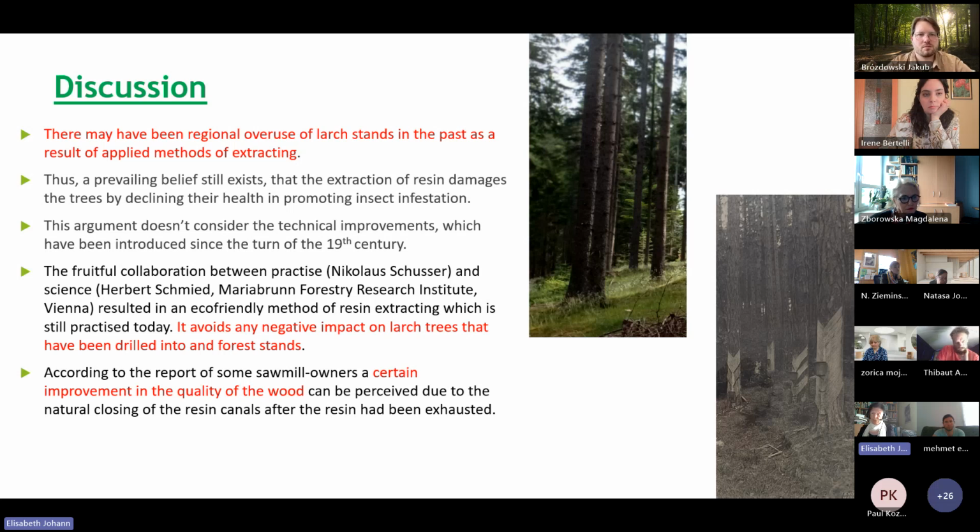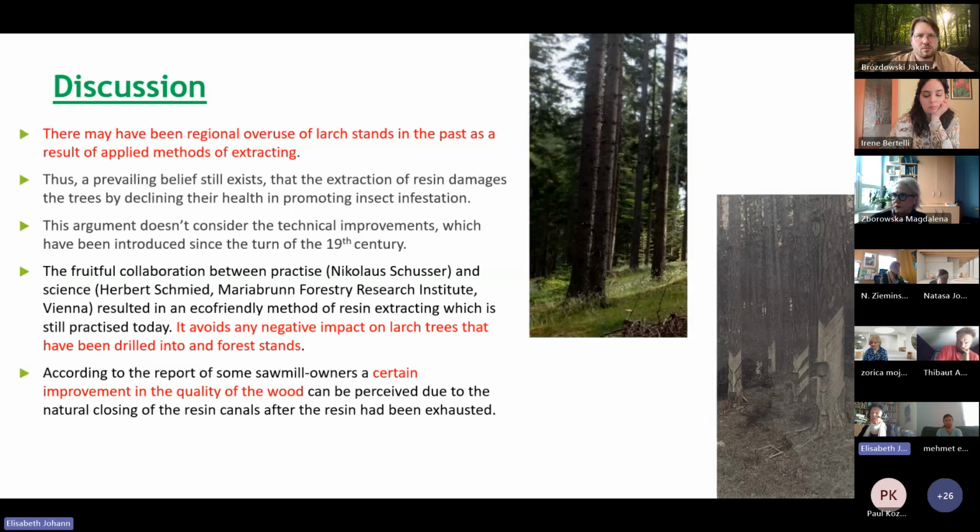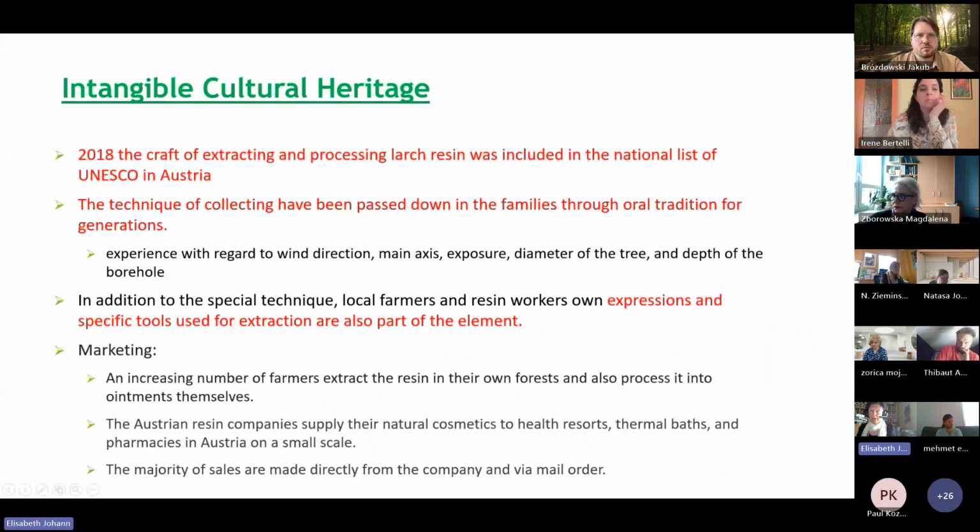And according to the report of some sawmill owners, a certain improvement in the quality of wood can be perceived due to the natural closing of the resin canals after the resin has been extracted. And I come to the end, the cultural heritage. In 2018, the craft of extracting large resin was included in the Austrian national list of UNESCO. It's a technique of collecting which has been passed down in families through oral tradition for generations, with regard to the experience, wind direction, main axis, exposure, diameter of trees, and depth of the borehole.